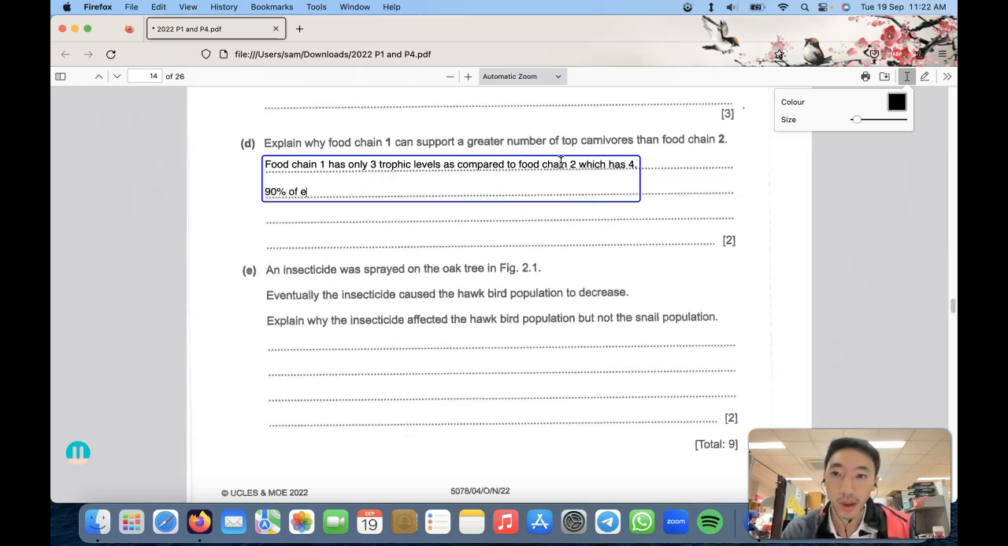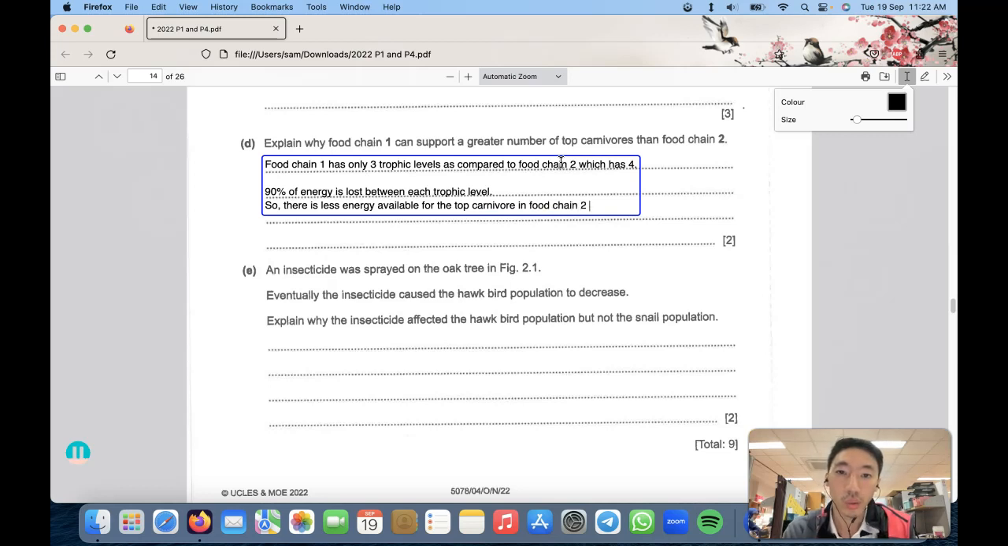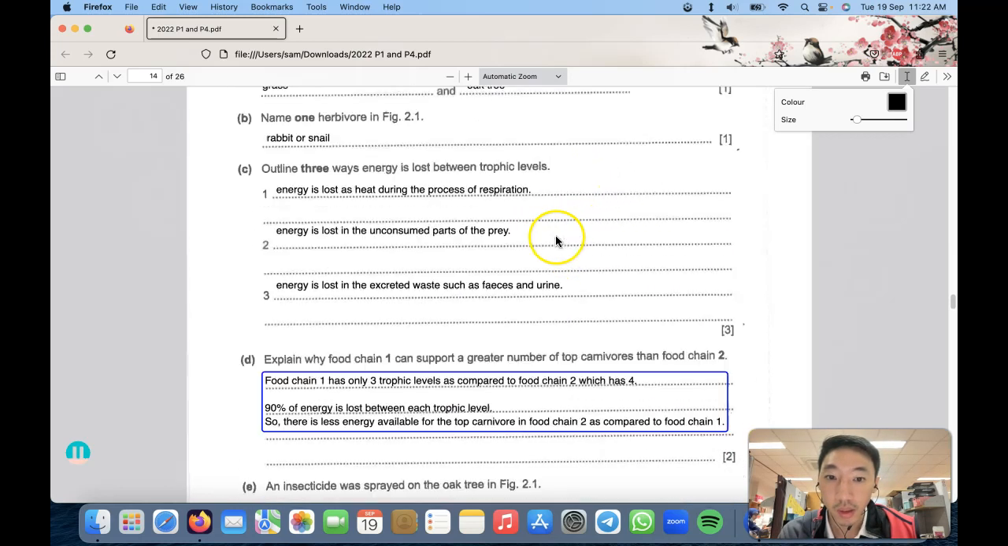90% of energy is lost between each trophic level. So there is less energy available for the top carnivore in food chain 2 as compared to food chain 1. Okay, double check that I'm talking about the right thing. Okay, that's correct.